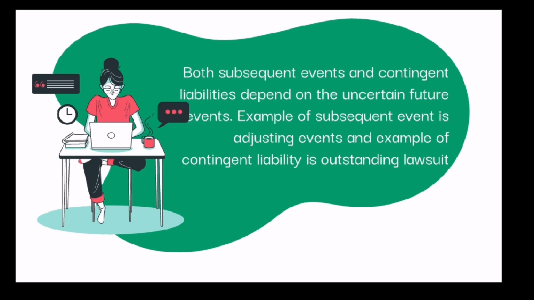So, ano ba yung pagkakapareho ng subsequent event at contingent liabilities? Both subsequent events and contingent liabilities depend on the uncertain future events. Example of subsequent event is adjusting events, and example of contingent liability is outstanding lawsuit. So, parehas sila na hindi pa natin sure kung mangyayari in the future, pero may possibility.